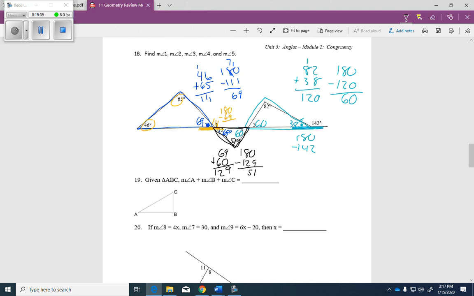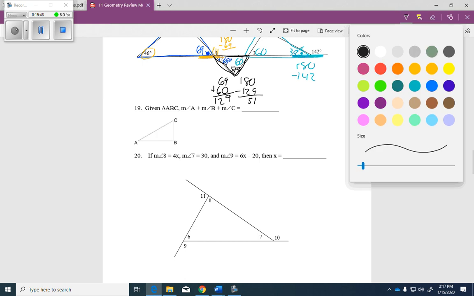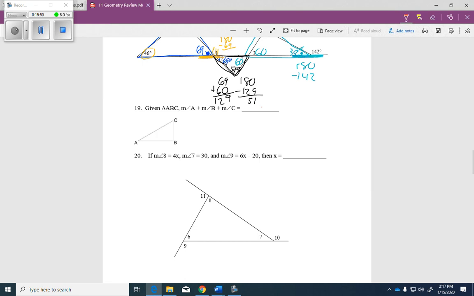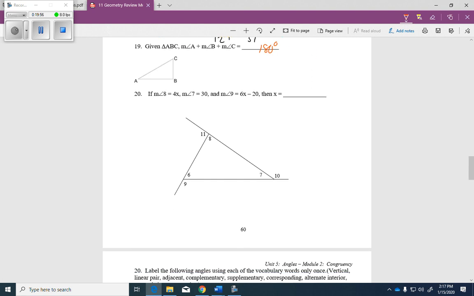So now I was able to find missing angles. If I have a triangle, I know that the measure of angle A plus the measure of angle B plus the measure of angle C is 180 degrees, which means that's called the triangle sum theorem.